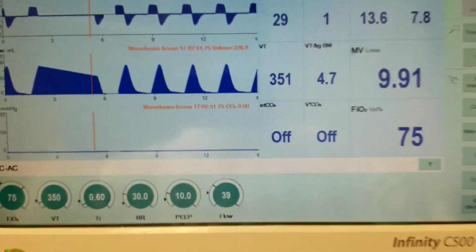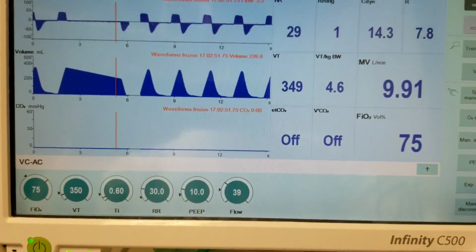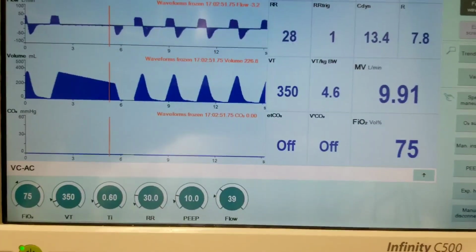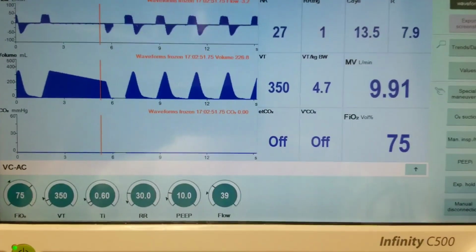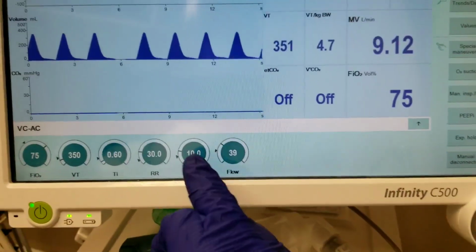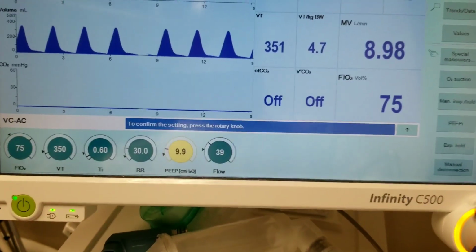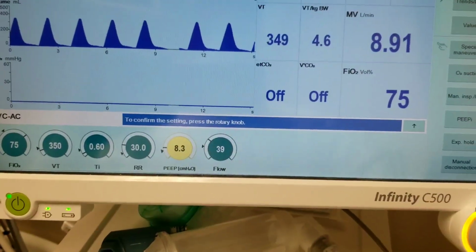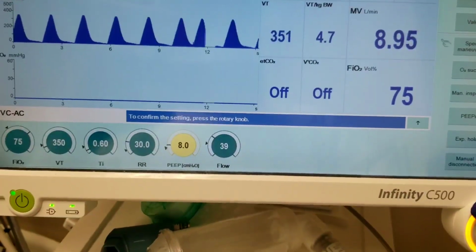All right. So just from the global mechanics, he's not going to have a very high PEEP requirement. So we're definitely not 10. Let's put it back to 8. I just redid this previously.